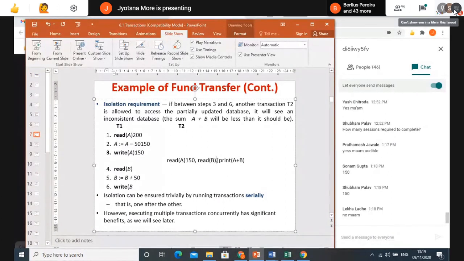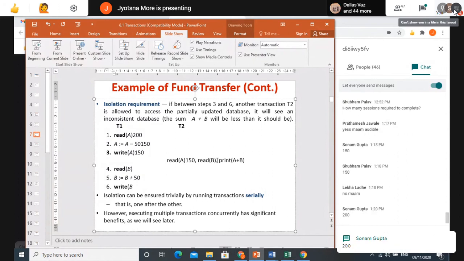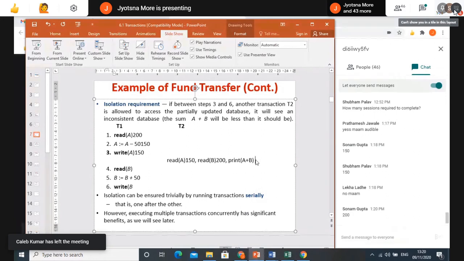What value of B will T2 read? Will it read 200, or will it read 250? 200, because the initial values of A and B we have taken as 200 and 200. No operation is performed by T1 on B till here, step 3, right? So the B value read by T2 will be 200, correct? And A plus B, it is writing the value of A plus B somewhere else, so it will be 350. So now what problem is T2 facing?